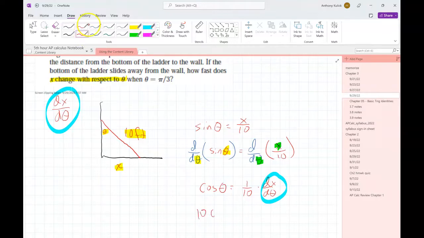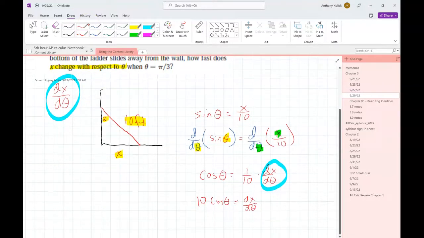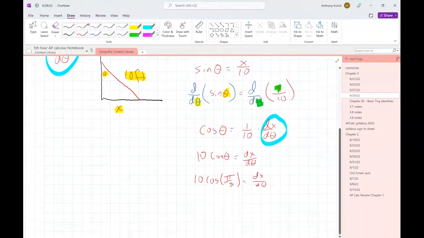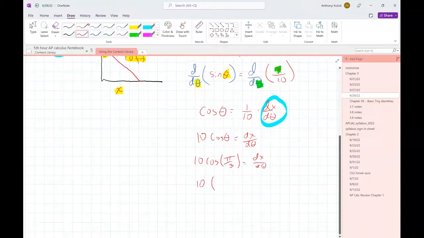And if I multiply both sides by 10, then there's my equation for dx d theta. And if I plug in pi over 3, then cosine of pi over 3 is 1/2. So I should get 5. And then whatever these units, feet per second or something, or feet per degree. Or radian, I guess.